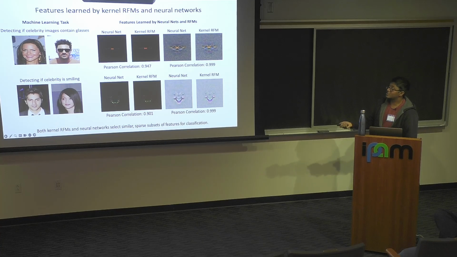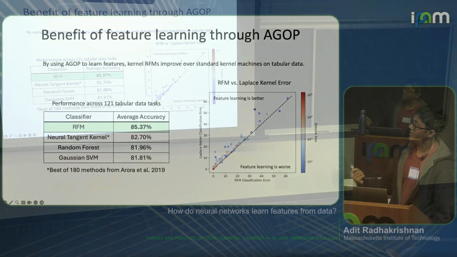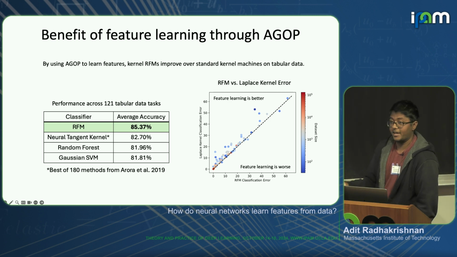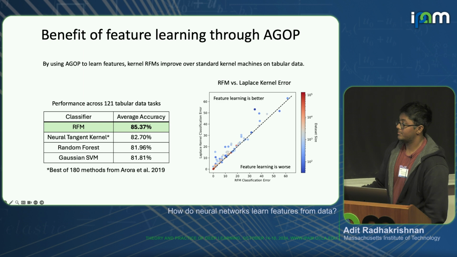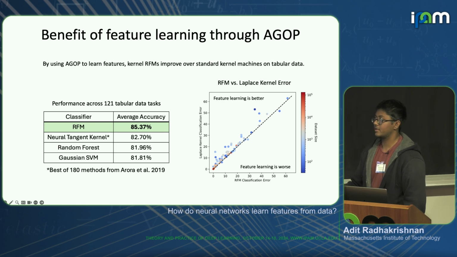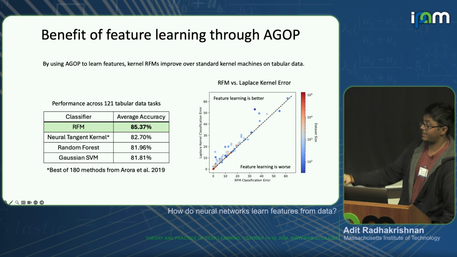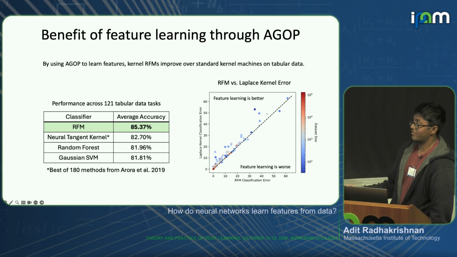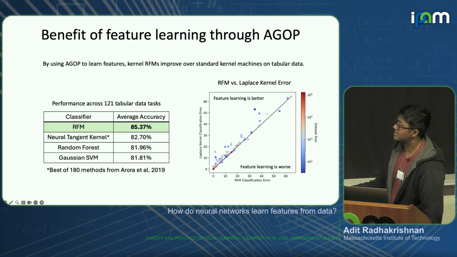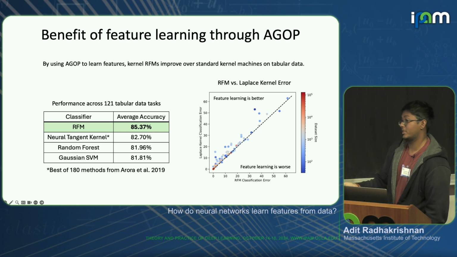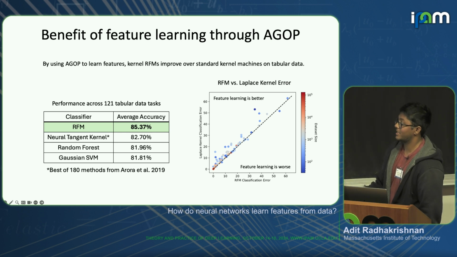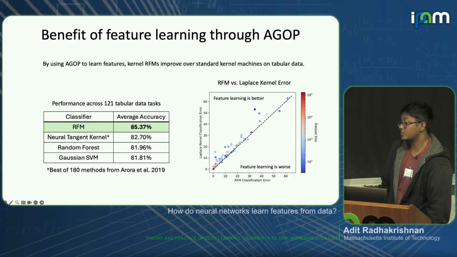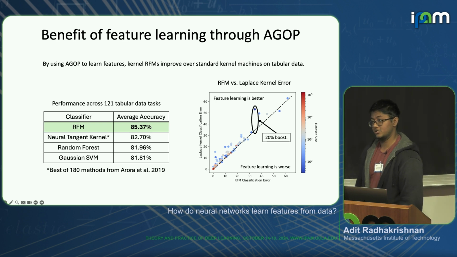And in practice, just to show how important feature learning is, we took this UCI collection of 120 data sets. They're tabular data. We just did the straightforward thing of taking kernels, using the AGOP to enable features, and seeing how much of an improvement you get. And it turns out that over the 180 baseline models that were trained on this data, RFM with the Laplace kernel and AGOP actually did the best. And if we just compare the Laplace kernel without feature learning to the Laplace kernel with feature learning, in almost every case we see that feature learning gives you some boost. And in certain data sets, there's up to a 20% boost in accuracy just by doing feature learning.